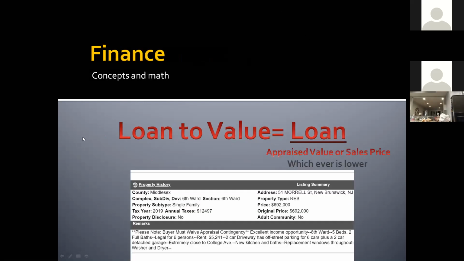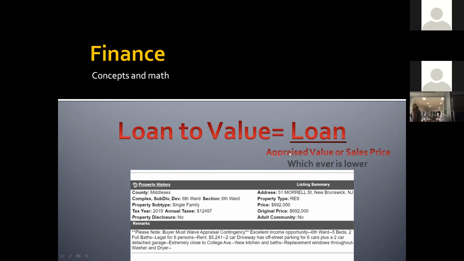The next thing is loan to value ratio. You're going to have a question about loan to value ratio. So the loan to value ratio is equal to the loan amount divided by the appraised value or the sales price, whichever is lower. So on loan to value ratio, they're always going to try to trick you because they're going to give you an appraised value that's lower than the sales price. And we're going to either use the appraised value or the sales price, whichever is lower.